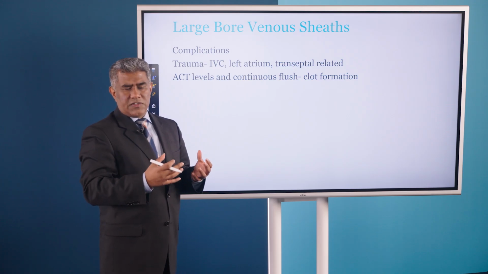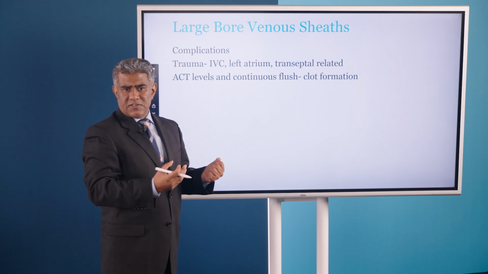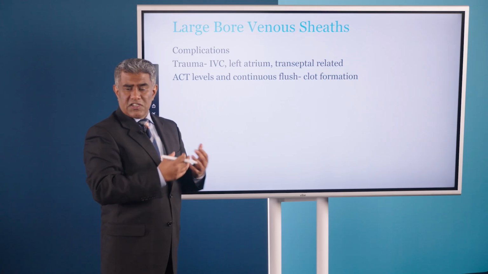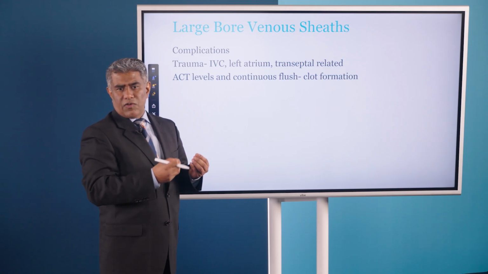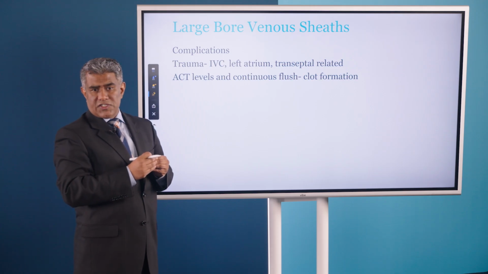It's very important for these large bore venous sheaths that your ACT levels are at the recommended doses. You also need to make sure that these sheaths are in continuous flush because clots can form within the sheaths quite easily if the ACT levels are low or if the flush is not adequate.